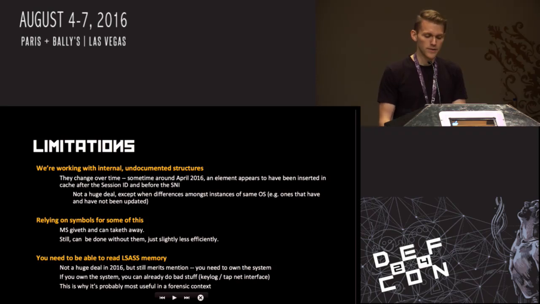And then you need to be able to read LSASS memory, which is kind of a big caveat when you're talking about being able to exploit things, right? Well, not exploit, sorry, just when you're pen testing or moving through something. But the reality is that in 2016, everybody runs Mimikatz and things like that. Getting access to LSASS isn't that hard if you have administrative access to the box. But it does mean that this is probably a little bit more useful in a forensic context than anything else.